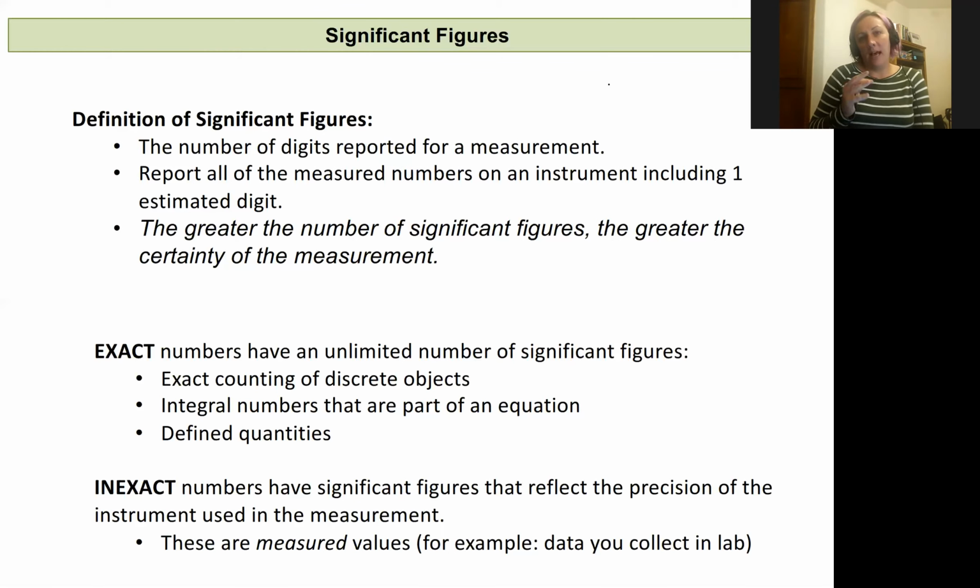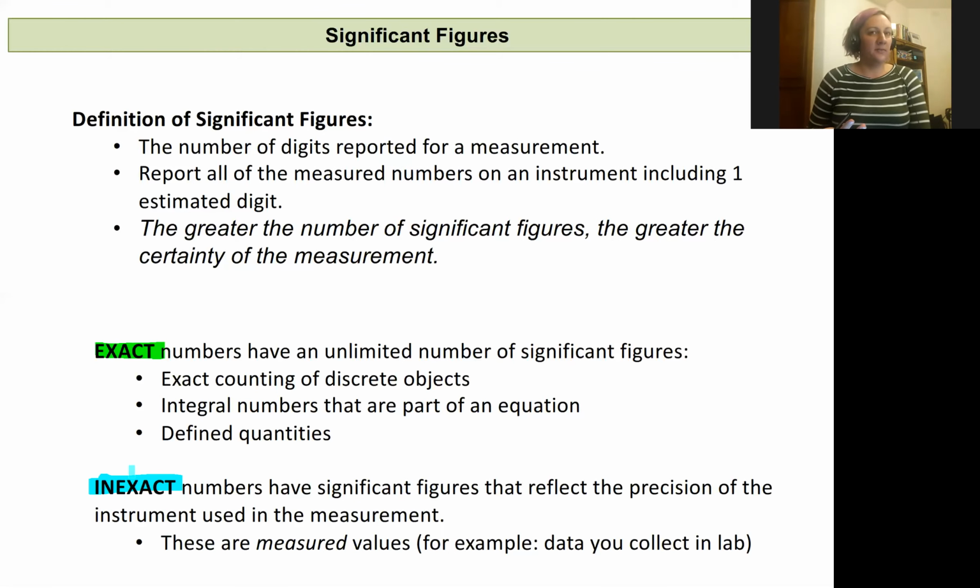So to be able to accurately report significant figures, we need to be able to distinguish between two types of numbers: exact numbers and inexact numbers. So exact numbers will have an infinite amount of significant figures. They just go on forever. You don't have to report them all.